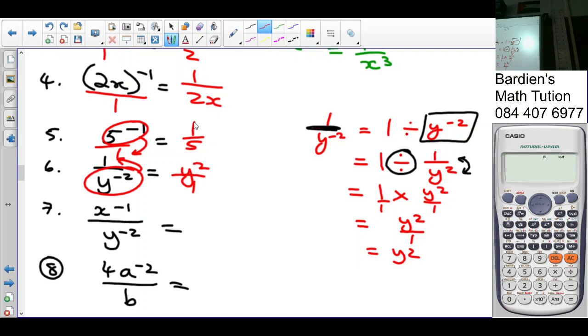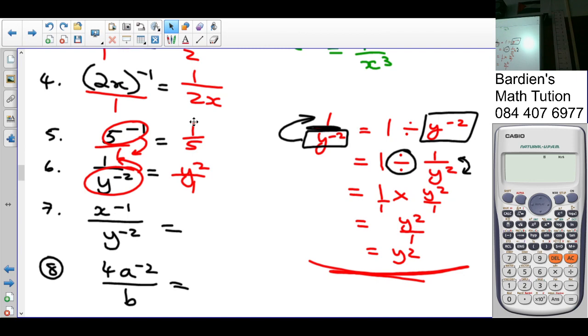So am I going to go through this whole calculation all the time? No. So we will remember, if it's negative as a denominator, the exponent will be positive as a numerator. If it's negative as a numerator, the exponent will be positive as a denominator. Make sense, people? You can make a note on that.